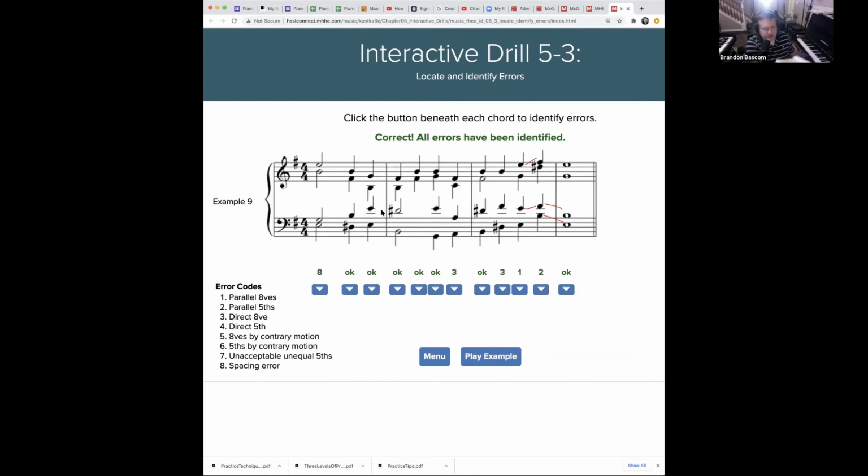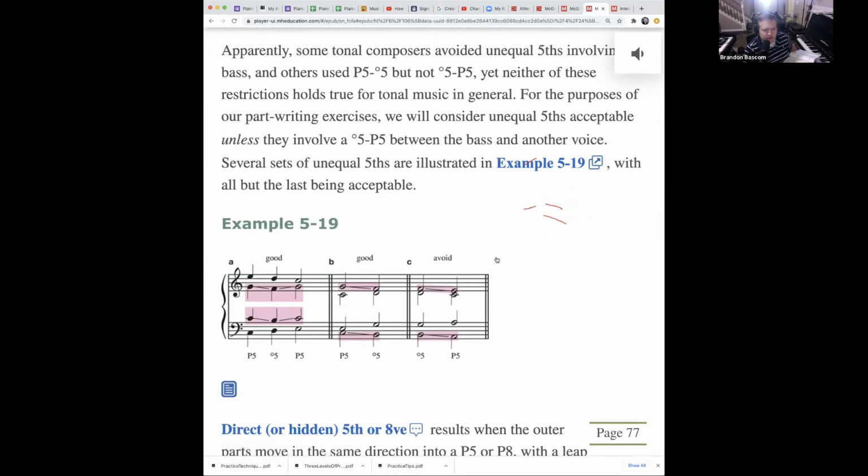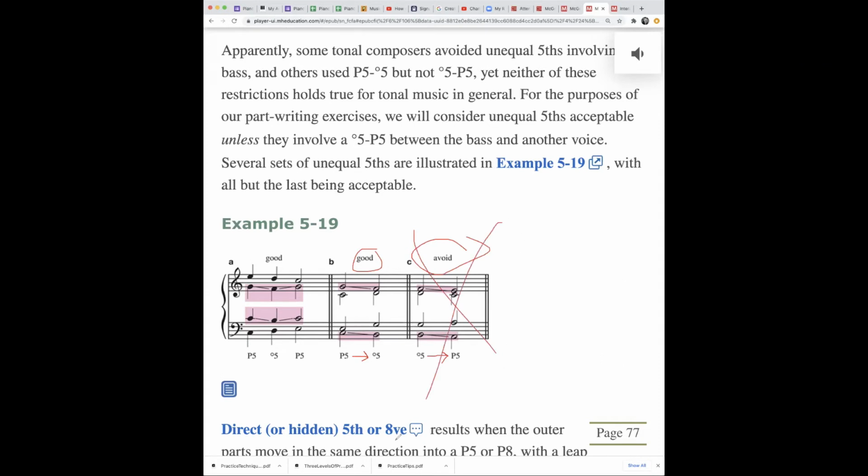Does that make sense? Let me go over to example 5-19 and show it to you live. Here we are. So they are saying it is okay if a perfect fifth goes to a diminished fifth, but it is not okay if a diminished fifth goes to a perfect fifth. We're avoiding that. Between the bass and another voice. Correct. It's okay if it's in an inner voice.